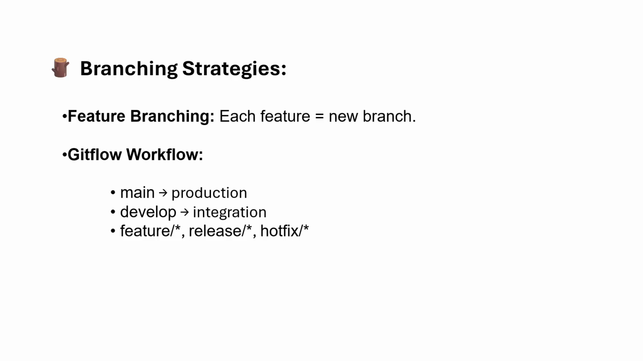So for example, if it is 2025, you can keep it as 25.1, 25.2, 25.3. Similarly, based on your iteration and release, you can name that release branch like that. And for example, you have deployed something to production, but there is some serious bug, and it needs to be fixed immediately.